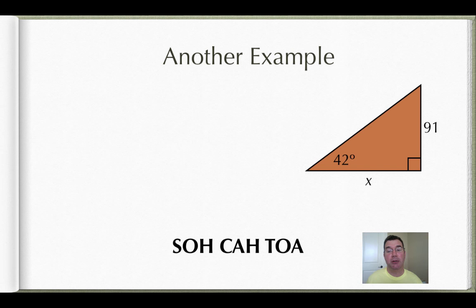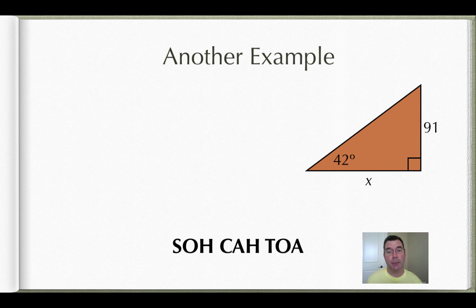Now I have a 42-degree angle, and you can see where it is. I have a 91 and I have an x. Well, what two sides are those? Based on where the 42-degree angle is, 91 is on the opposite side of the triangle, so that's my opposite. X is touching the angle, but it's not the hypotenuse, so it's the adjacent.